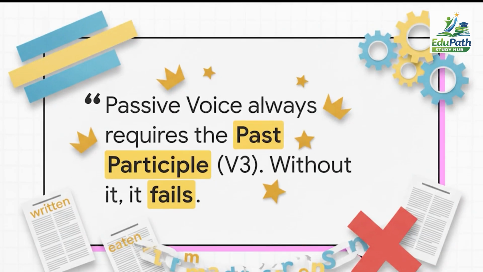So, the crucial point to remember here, the absolute golden rule of this entire system, is that passive voice always requires the past participle, or V3. Words like written, eaten, made, seen. Without this specific V3 component, the entire passive voice render just fails, period.